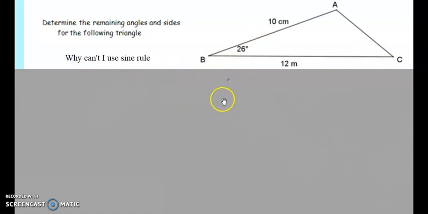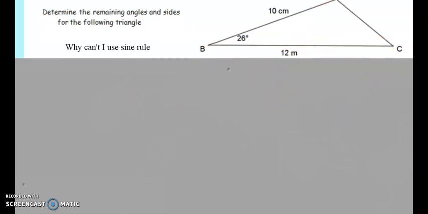Why can't I? Here's an angle, no side. Here's a side, no angle. Here's a side, no angle. Remember, if you use the sine rule, you cannot have two unknowns. So here you will have an unknown of a side, and for both the other two, you will have an unknown of the angle. So you cannot compare them to solve the one or the other.